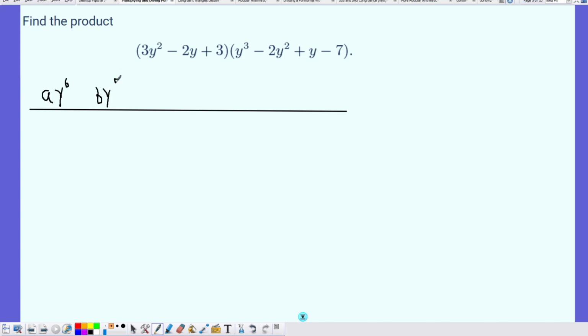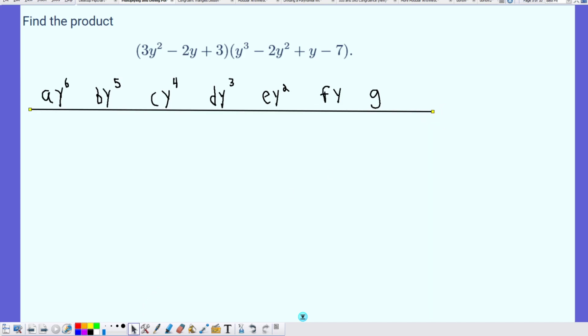by to the fifth, cy to the fourth, dy to the third, ey to the second, and fy, and then g. So you might be saying, well, why did I just do that? Well, we'll see in a second, it's actually going to help me organize things a little bit.